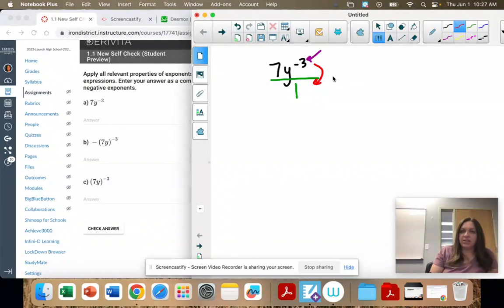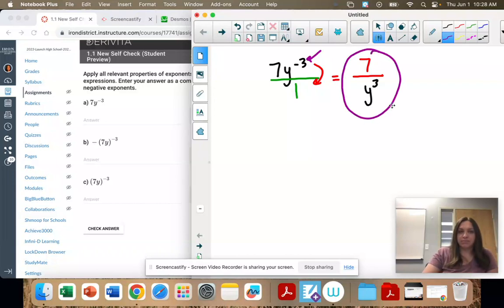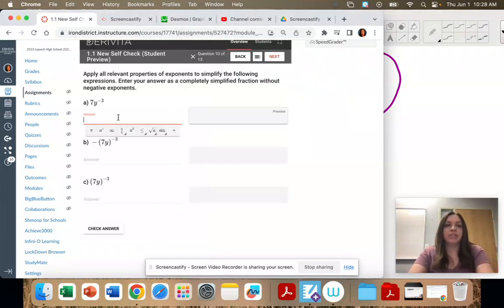So the 7 is actually okay. The 7 is positive, it's fine, no need to mess with it. The problem is the y to the negative third, so I'm only moving that part. The base stays the same, it's still y, but we're changing the sign of the exponent to be positive. Now it's a fraction, now there's no negative exponents, that's it. We're happy. So 7 divided by y to the third.